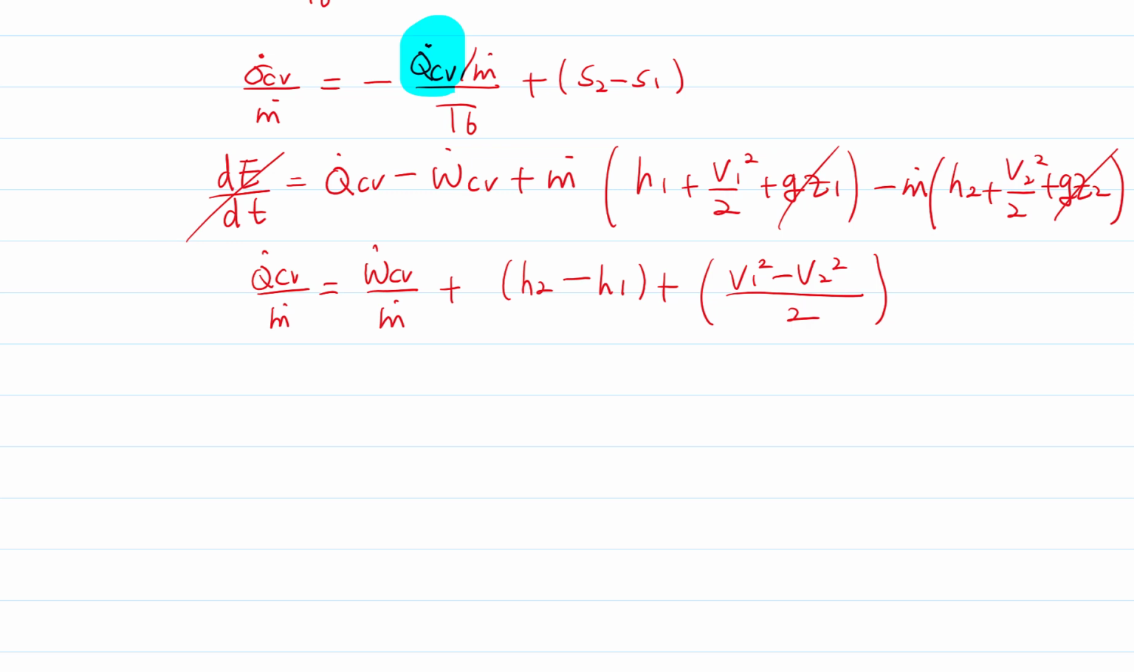The work produced by the turbine is given, and the velocity at the inlet and exit is given. As we know two independent intensive properties, we can fix the states at the inlet and exit. So the enthalpy can also be determined.